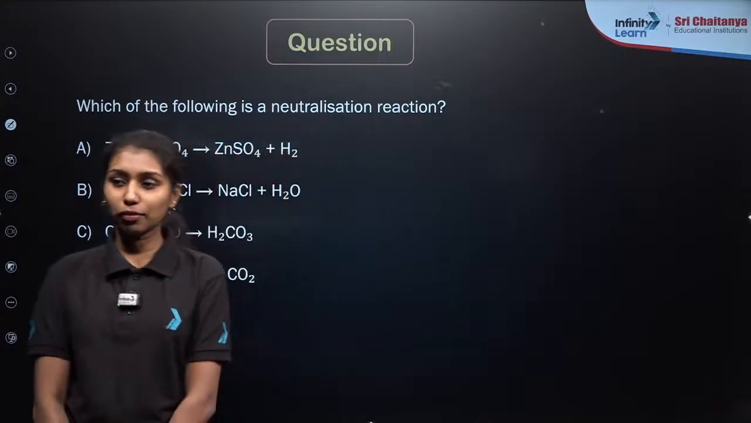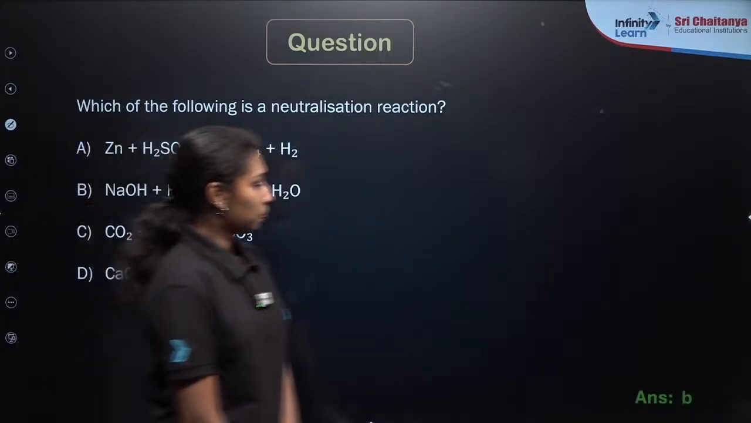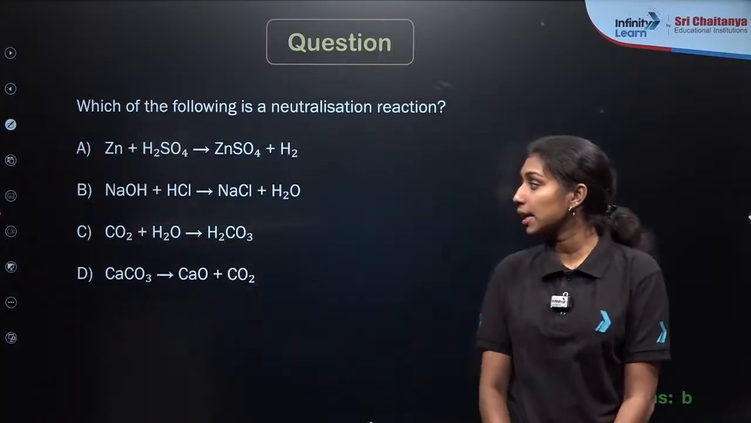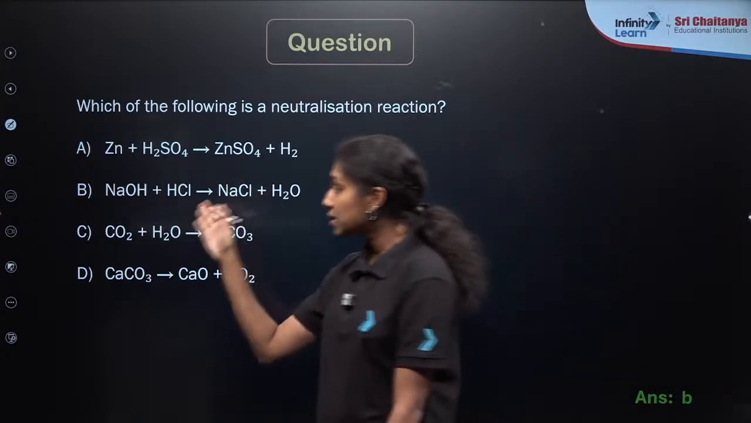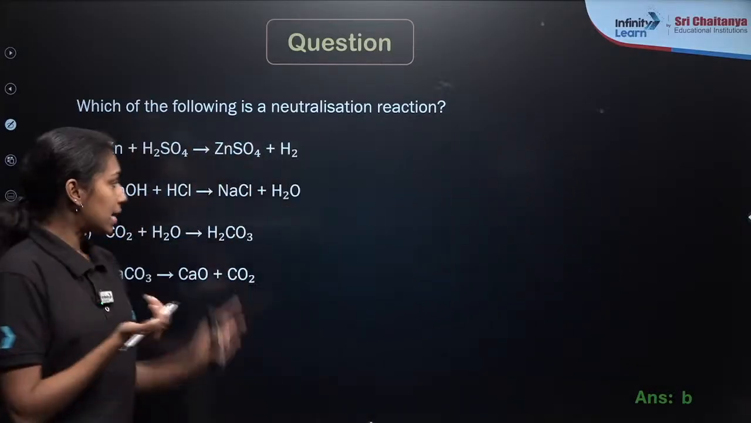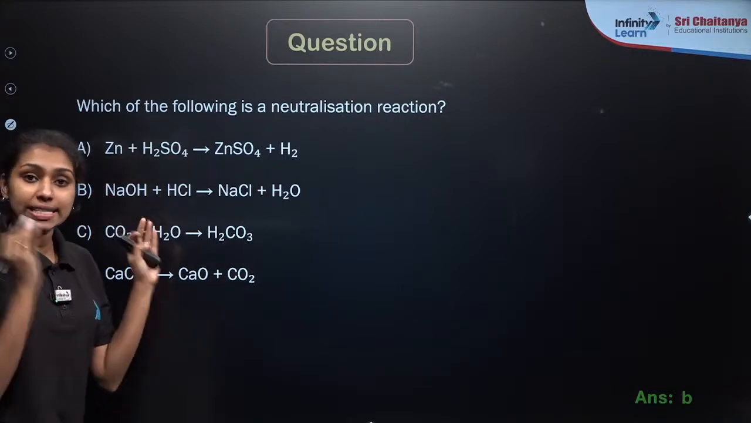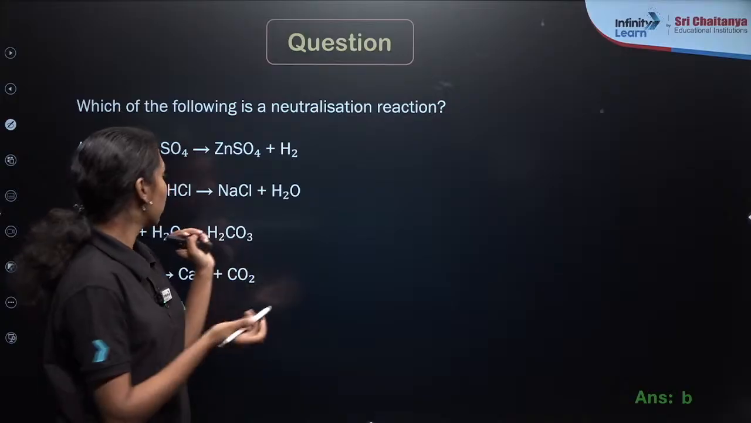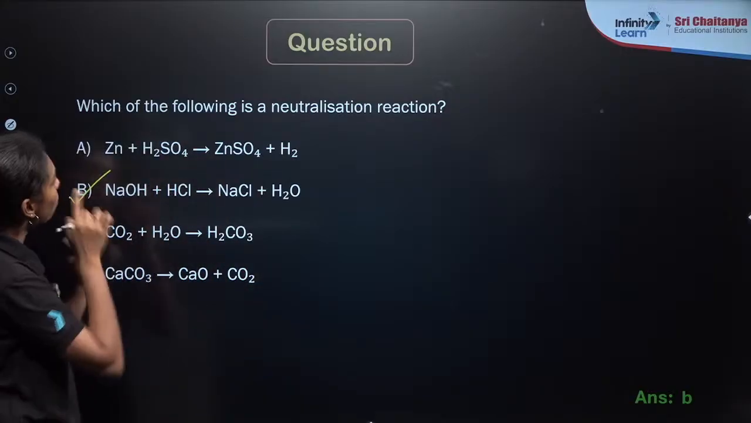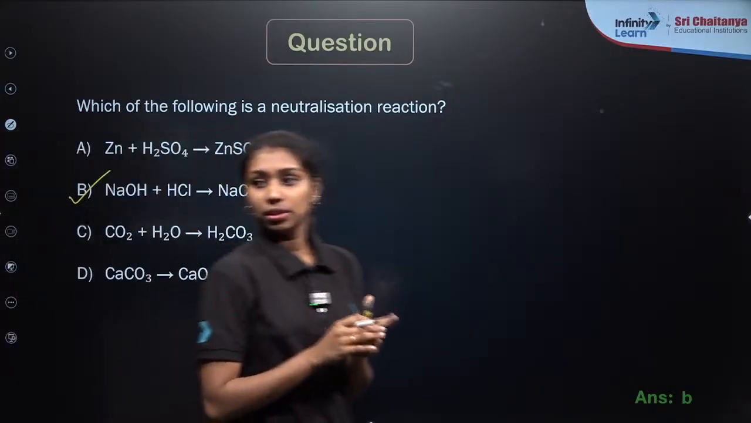Yes, most of you are giving me the answer as option B. Yes, option B is the correct answer here. That is NaOH plus HCl gives NaCl plus H₂O, where NaOH is the base and HCl is the acid. So this is a reaction in which acid and base react to form NaCl, I mean the corresponding salt, as well as water. So this will be our neutralization reaction. So option B will be the correct answer.